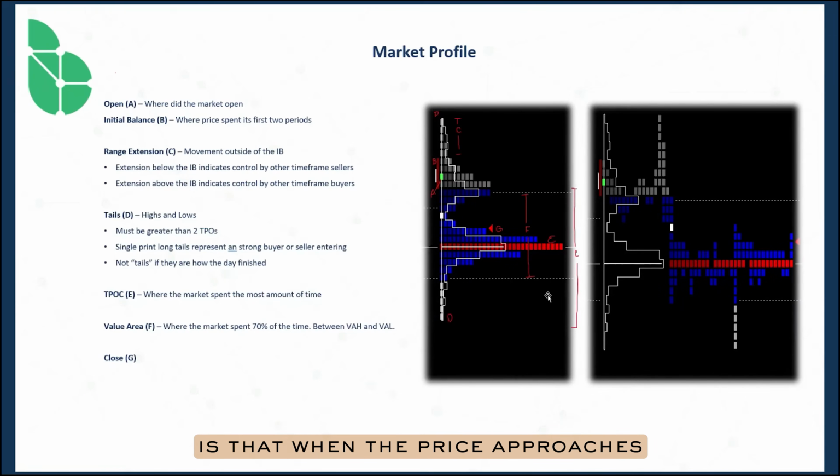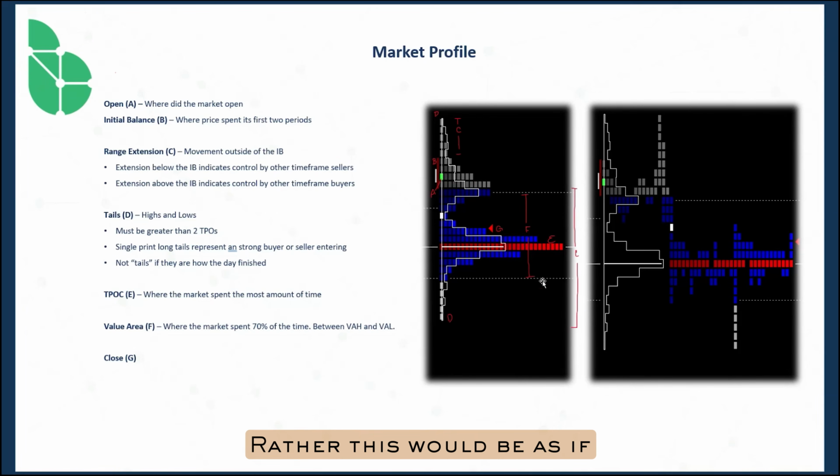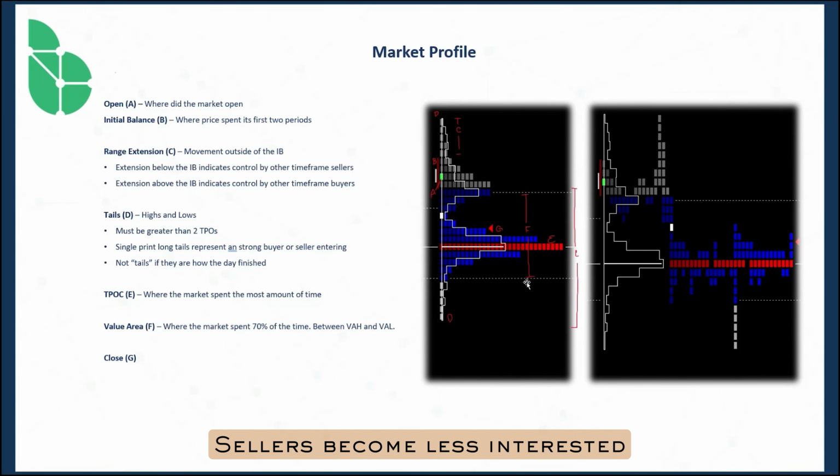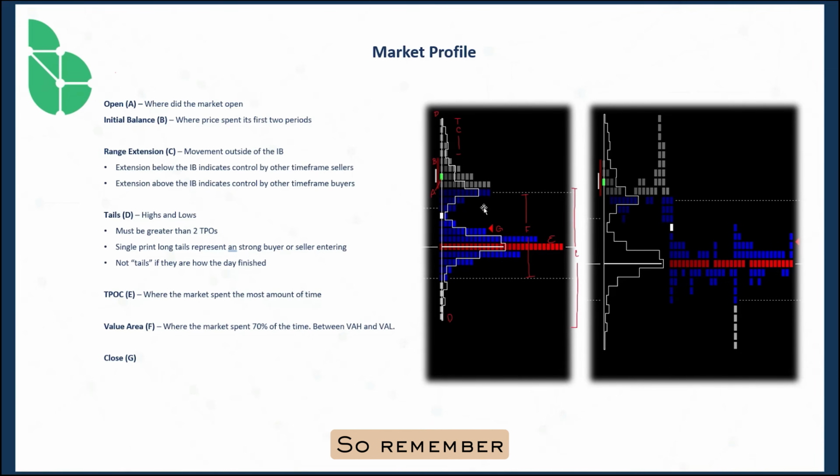So what we'll see is that when the price approaches the value area low, it will typically show that buyers will step in. Rather, this will be as if something went on sale, right? Just consider it that way. It's below value. We'll typically see buyers step in. Sellers become less interested in selling at this point. And this is if we're moving within a balanced range, right? So remember, this example is if we're moving within a balanced range, all right?